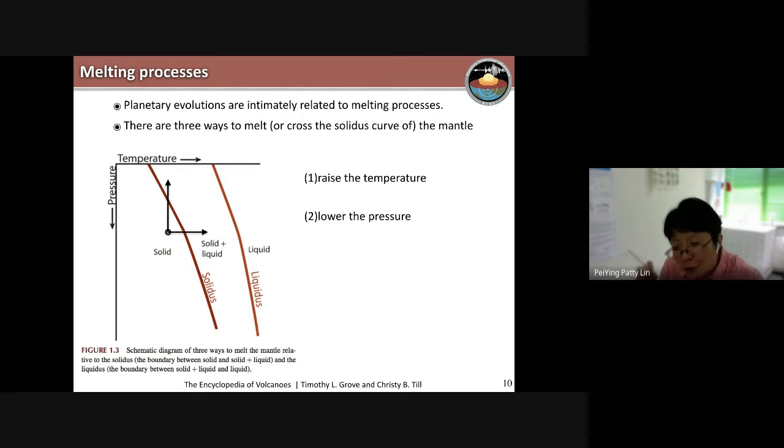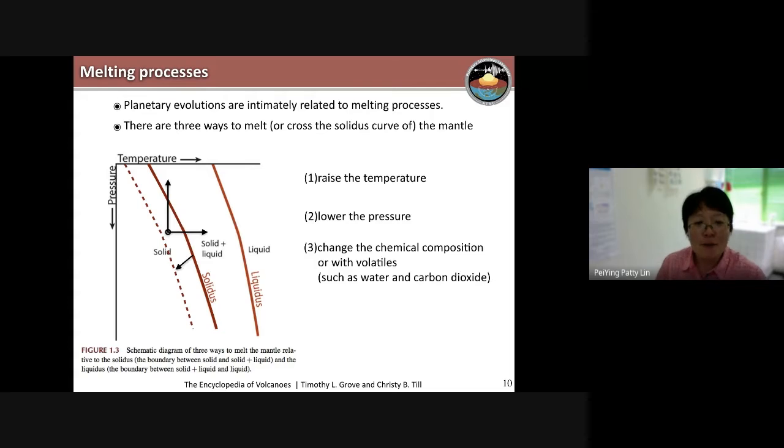But the third way is a tricky way, and it happens all the time in the Earth. We move the solidus. By adding chemical composition, or adding some volatiles such as water or carbon dioxide, you can move the solidus to here, and then your rock starts to partially melt. In brief, these are the three ways to melt a rock that we use to explain the Earth and other planetary interiors.